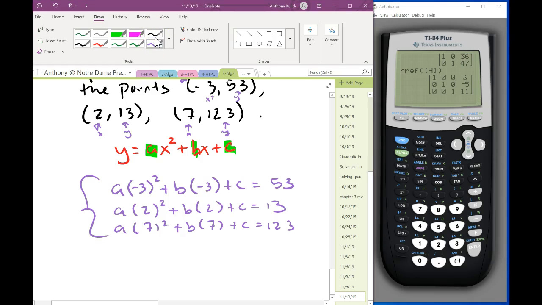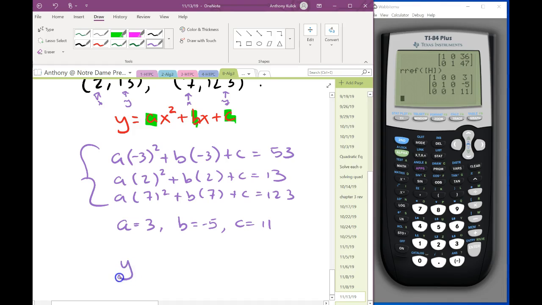So what is that matrix telling me? Well, it says that A is 3, B is -5, and C is 11. So the equation I'd write is y equals 3x squared minus 5x plus 11.